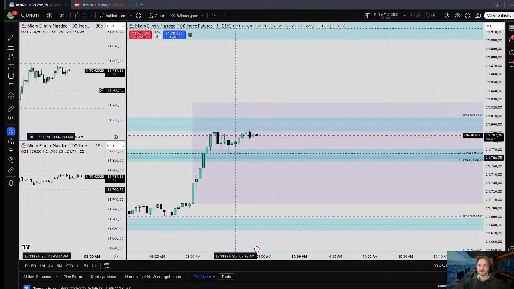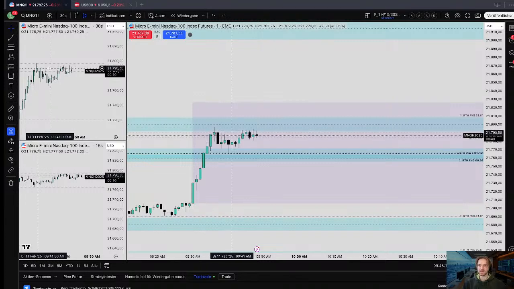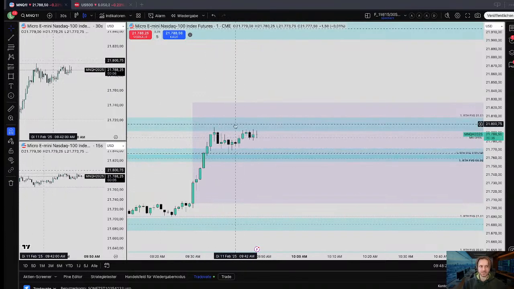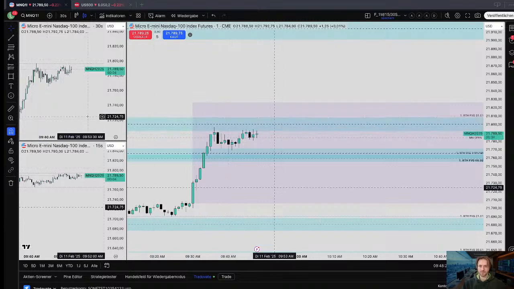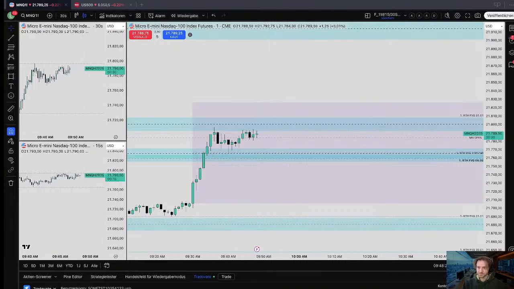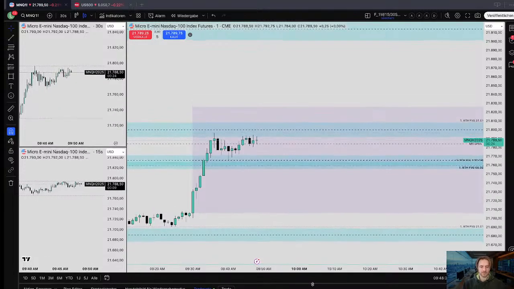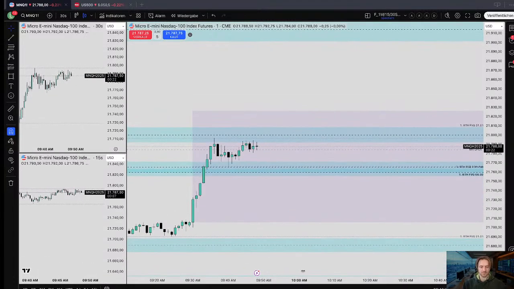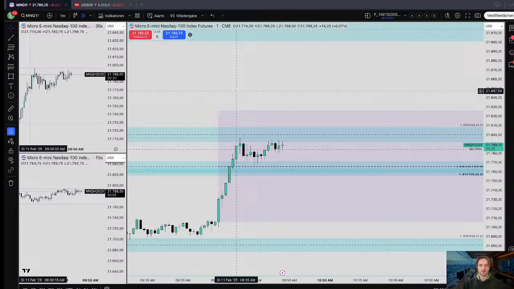So yeah, you see it. We're kind of in a range between those two, or rather three, first real-time hour fair value gaps. I'll take this one a bit lower so we see more of the chart a bit nicer.